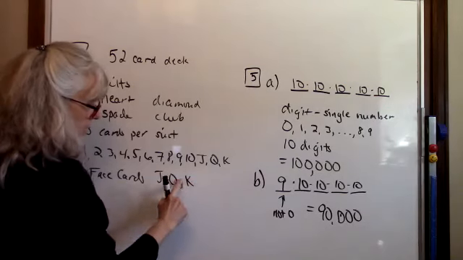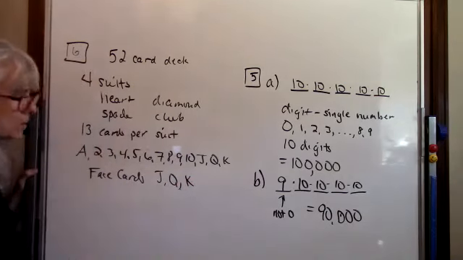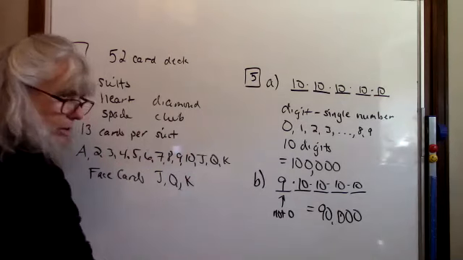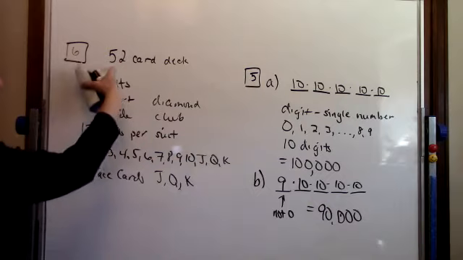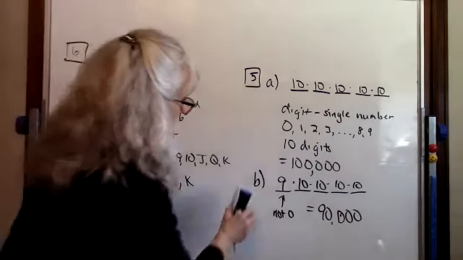Now, we don't need all that for this problem, but we will need it in our probability section, so there's a basic rundown of a deck of cards. That's 4 suits times 13 cards per suit, which is how the 52 comes about.